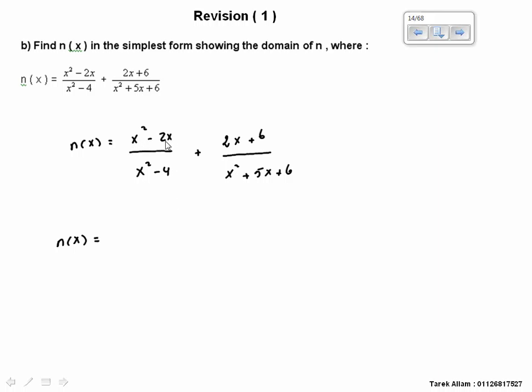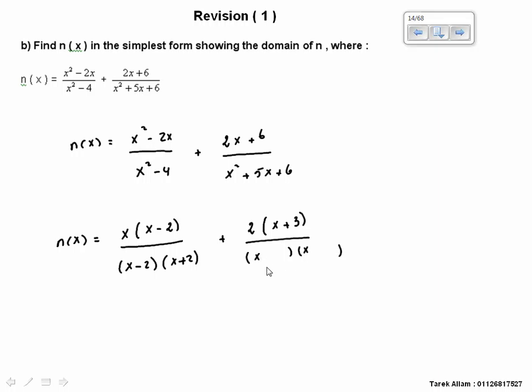If I look carefully at x² − 2x, I can take out x as a common factor and open a bracket and write x − 2. Over x² − 4, which is the difference between two squares, the first bracket will be x − 2 and the second bracket will be x + 2. Plus 2x + 6: I can factorize by taking out the highest common factor, which is 2, and I will write x + 3. Over, I will factorize x² + 5x + 6 also.